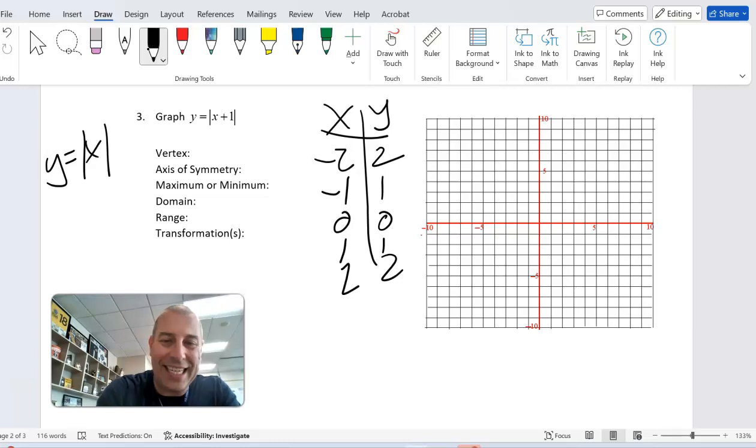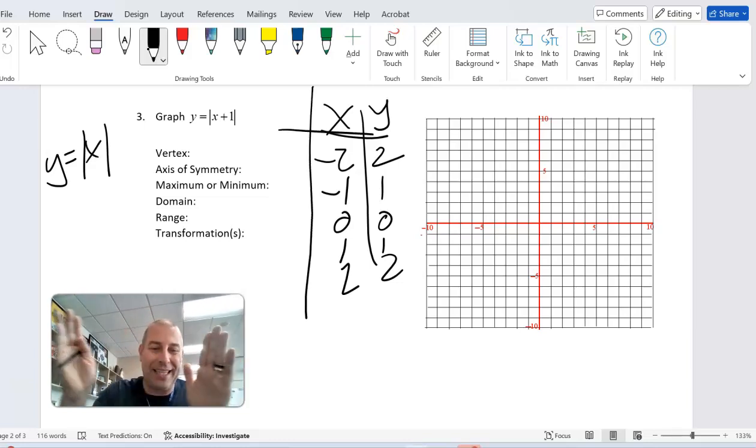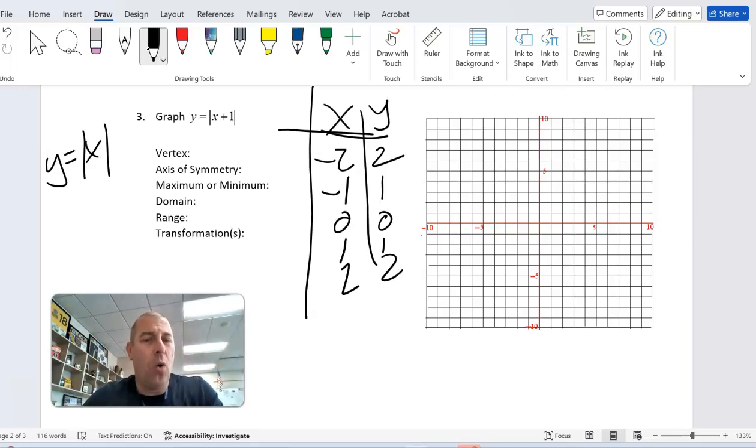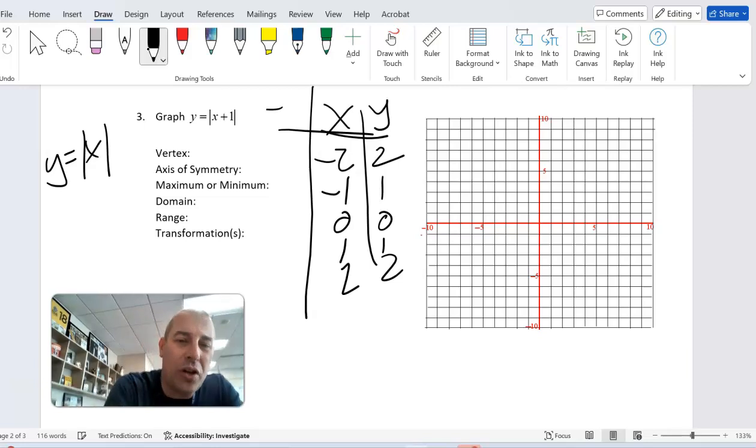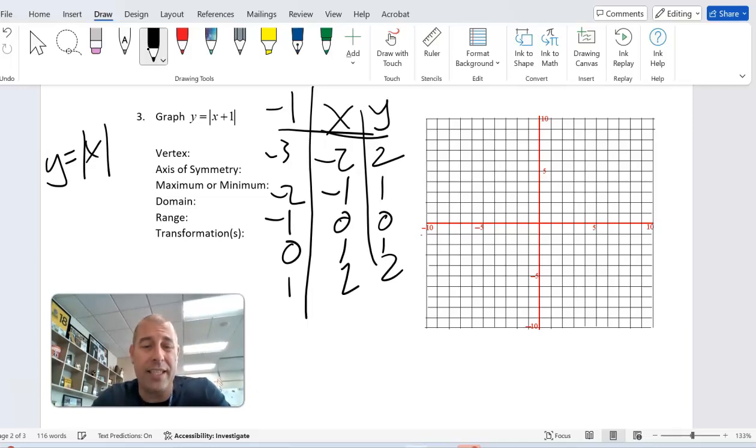Now what we can see here is we're messing with the x, which shifts left or right. So we're going to focus on this x that's here. So +1, we're actually going to subtract 1 each time because, again, it's the opposite. So if you're at a -2 and you take away 1, you're at a -3. If you're at a -1, you take away 1, you're at a -2. You're at a 0, you take away 1, -1. You're at a 1, you take away a 1, you get a 0. You're at a 2, you take away a 1, and you get a 1.